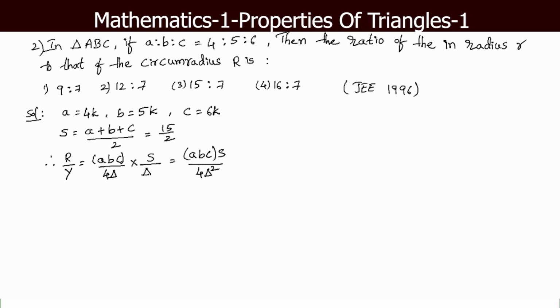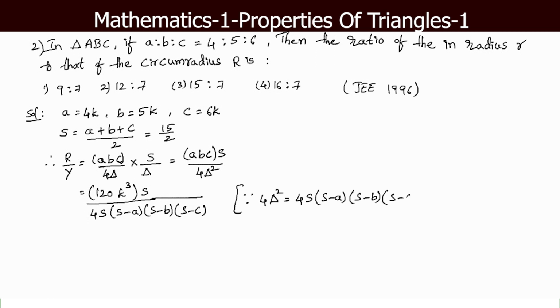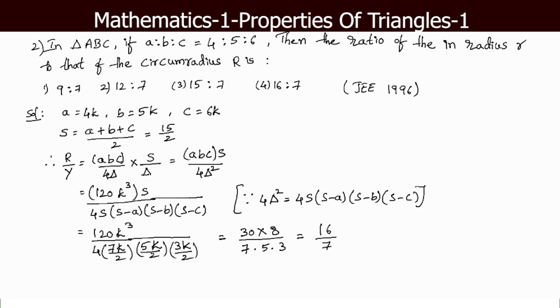Now substituting the values, that is 120k cubed into s by 4 s(s minus a)(s minus b)(s minus c), that is 120 k cubed by 4 into 15k by 2 into 7k by 2, 5k by 2, 3k by 2, which, if you simplify it, you will get 16 by 7. So capital R is to small r is 16 by 7. So the ratio is 16:7. The correct answer is option number 4.